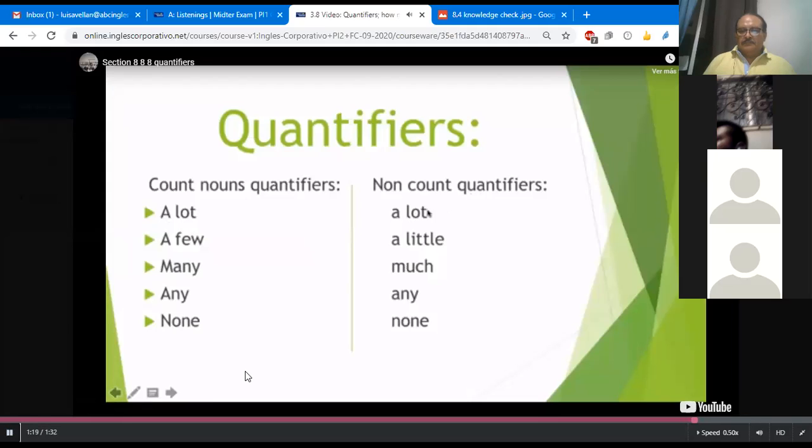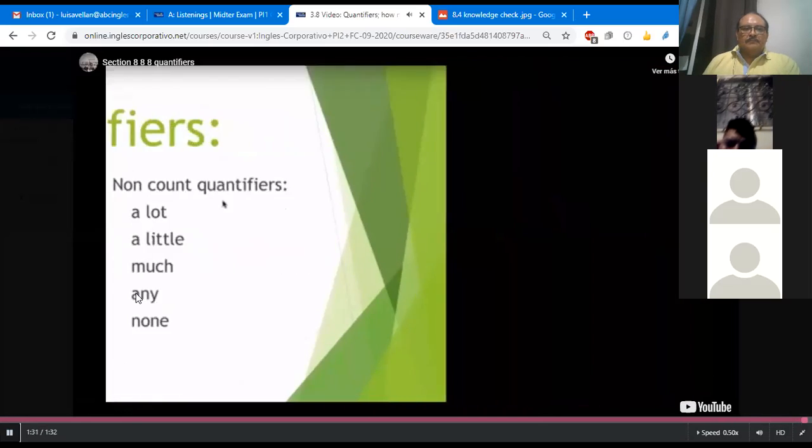We can use a lot, a little, much, any, none. Remember that when we talk about non-count nouns, both questions and answers are singular.